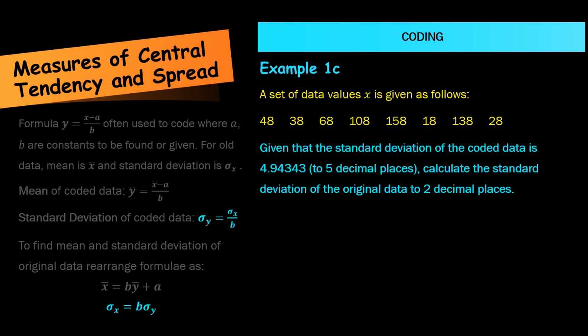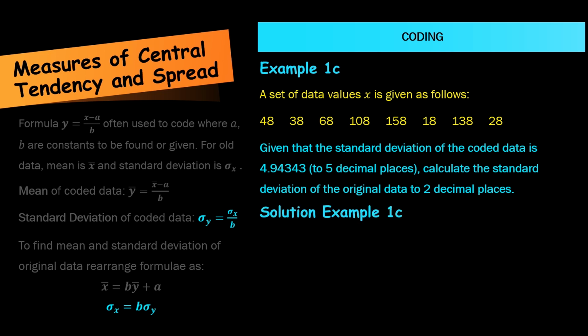And now for part C. Given that the standard deviation of the coded data is 4.94343 to 5 decimal places, calculate the standard deviation of the original data to 2 decimal places.